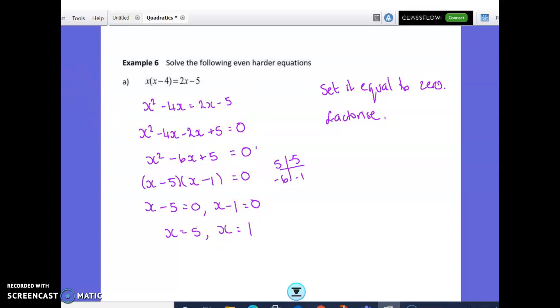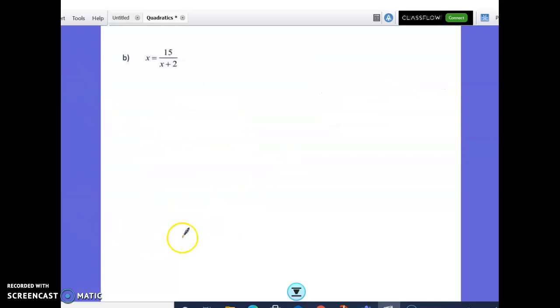Okay. One more example for you on this. Tricky one. You've got x equals 15 over x plus 2. First thing we need to do is rearrange this so that it's equal to 0. Here I'm dividing by x plus 2, so I'm going to bring that to the other side and I'm going to multiply by x plus 2.